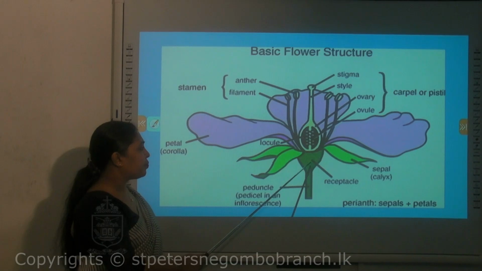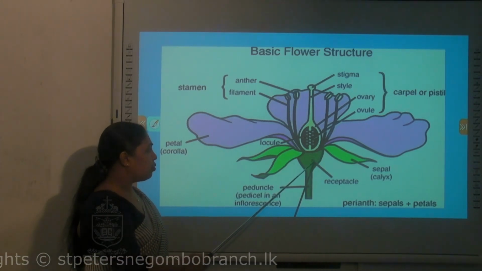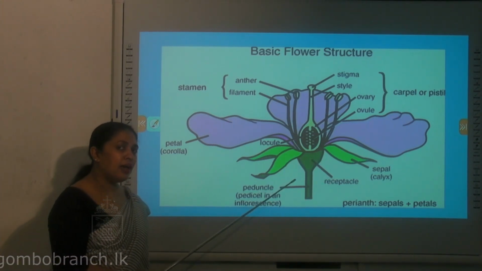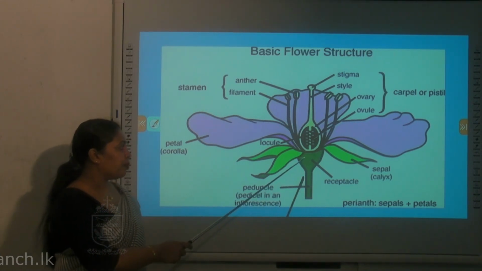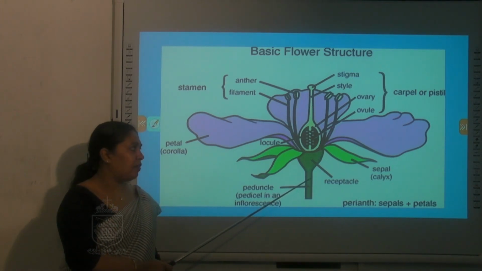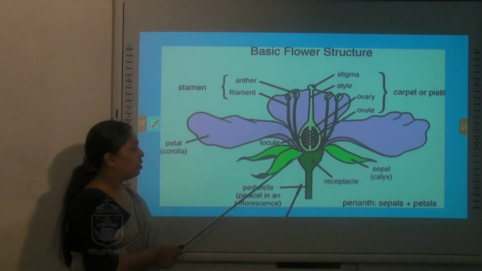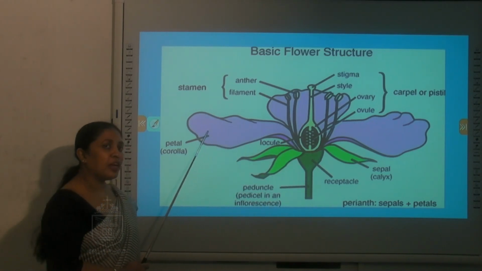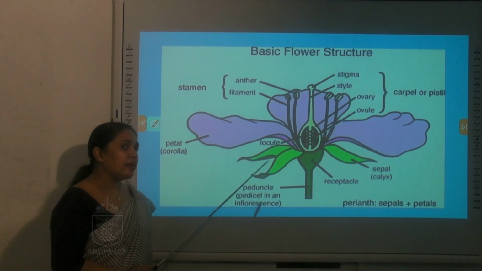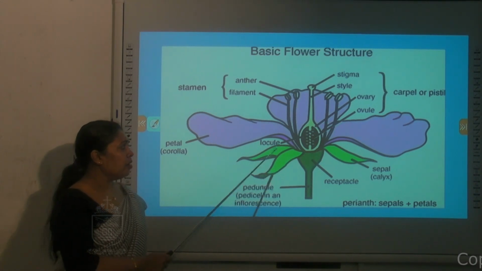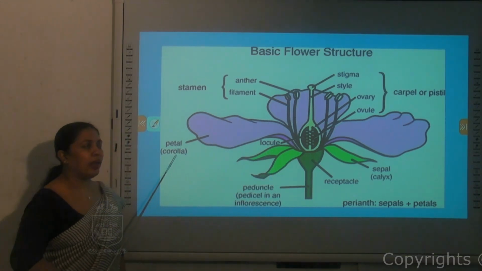This peduncle here forms a receptacle. It is like a small bulb, and all the floral parts are arranged on the receptacle. The outermost layer is the sepals. They protect the flower when it is a bud, and the sepals form the calyx. After the sepals, the most attractive part, the petals, are there. Petals are arranged as whorls and they are lightly colored. These petals form the corolla.